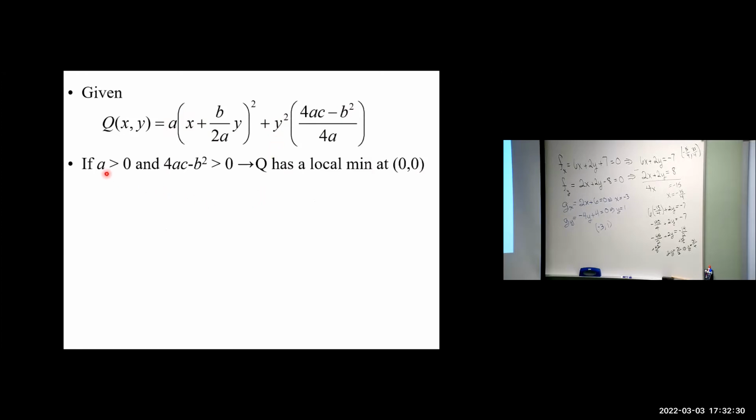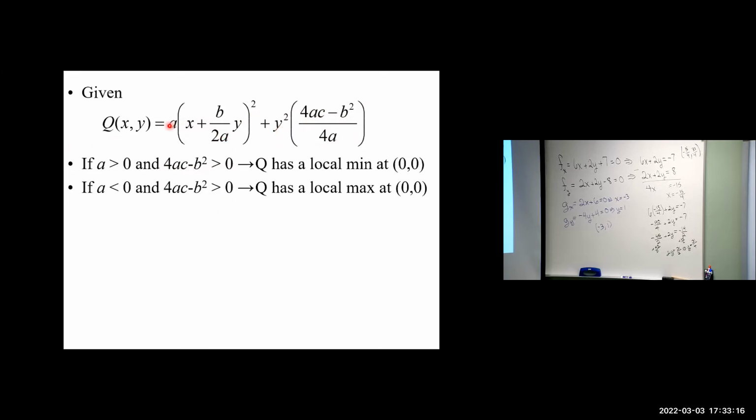So let's talk about this. If a is positive, that means the x squared term would be positive. Remember what positive means in a quadratic: it means concave up. So we're concave up in the x direction. Now, if 4ac minus b squared is also positive, that's this numerator here, and we said a is positive, so positive over positive is positive. That means the coefficient of y squared is also positive, so we're concave up in the x direction and in the y direction. That gives us a min at the bottom. And it's all about the concavity.